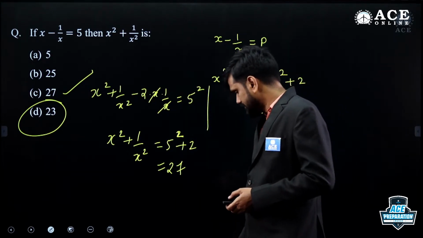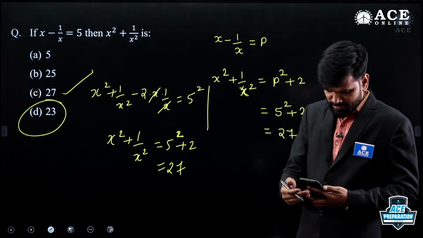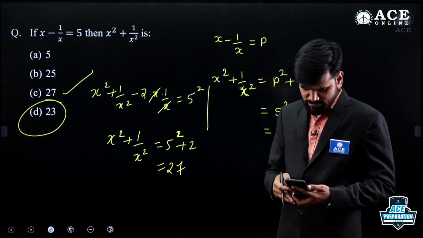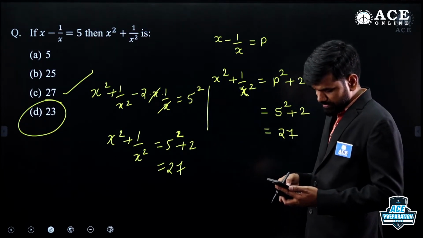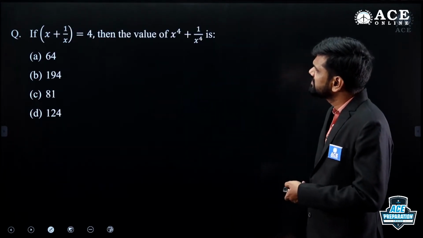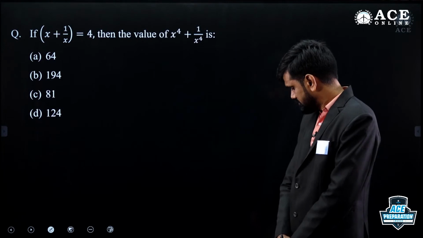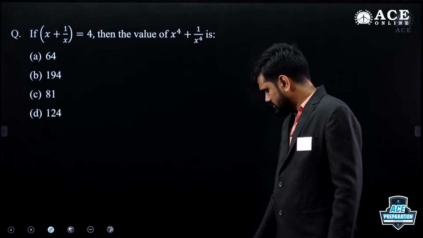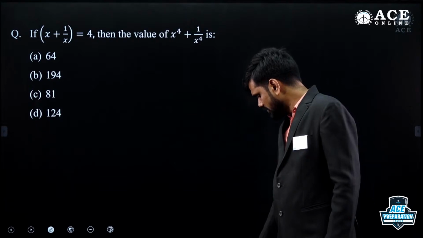Is that clear, everyone? Are you getting the answers? Getting it? 27, 27, 27, perfect. That's right, everyone. Good. Chalo, try this one, please. No doubts?